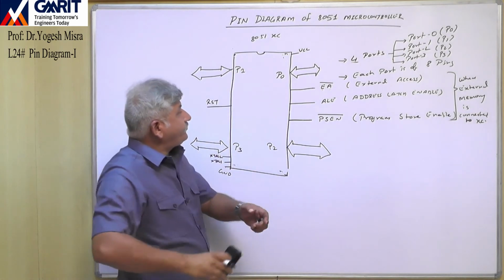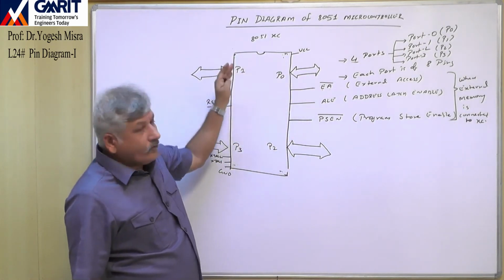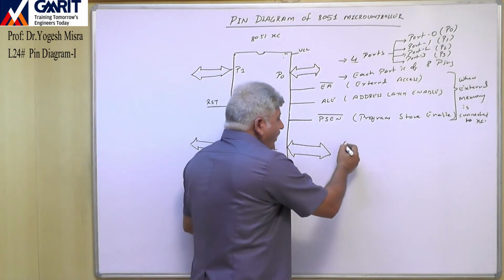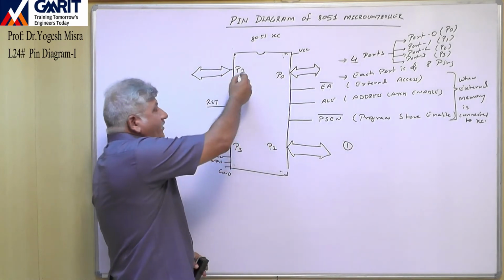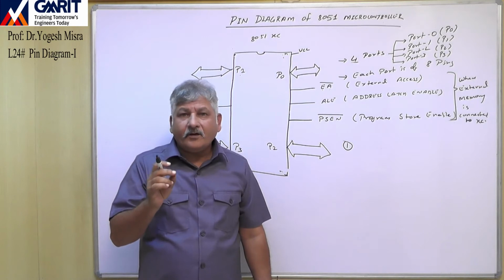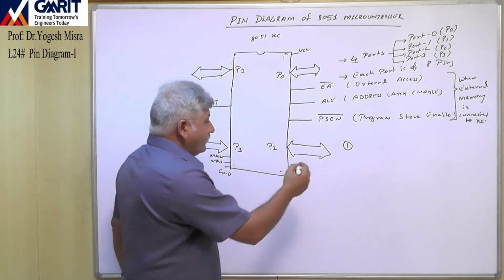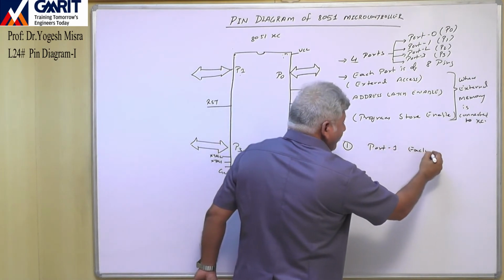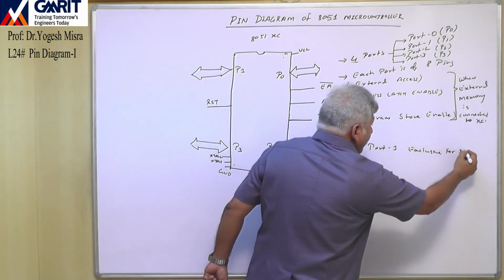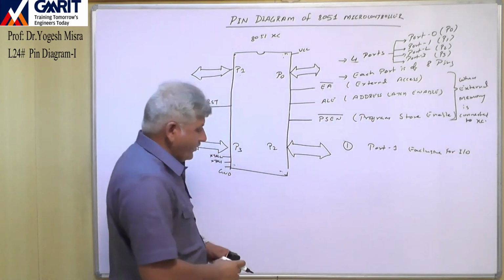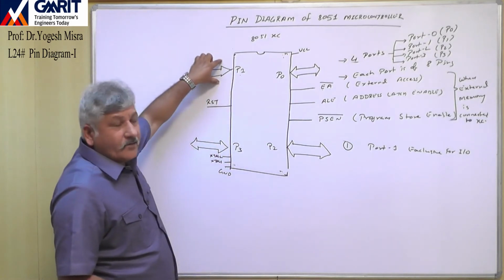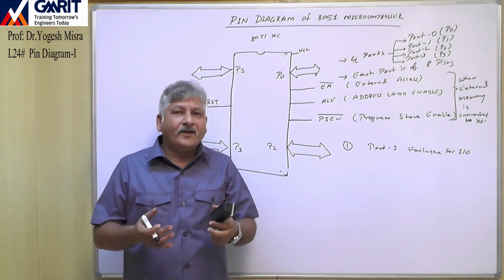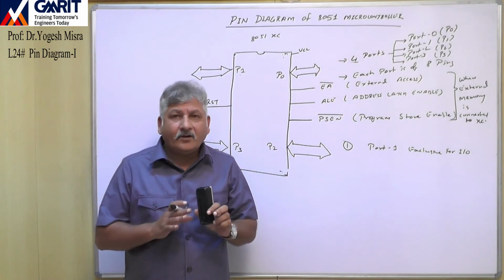And now these four ports, first thing, port number 1 is exclusive for I/O operation. Port 1 exclusive for I/O means these 8 pins of port 1 are used only for either connecting input devices or connecting output devices. It is not having any other purpose.